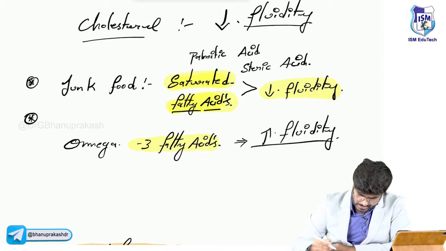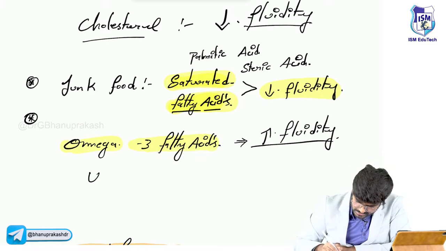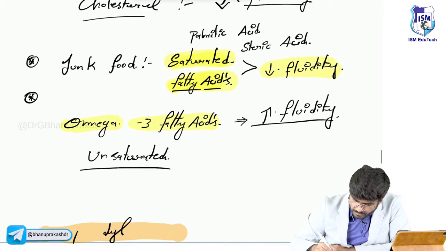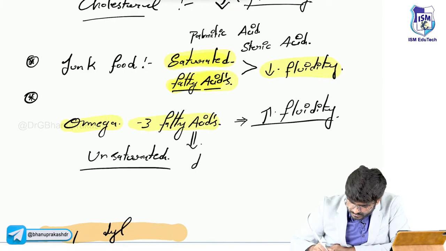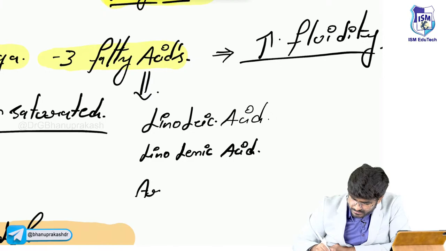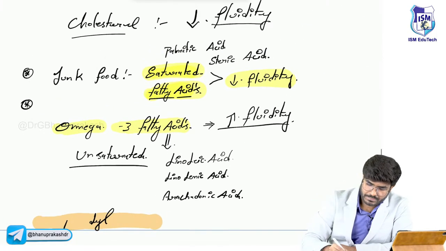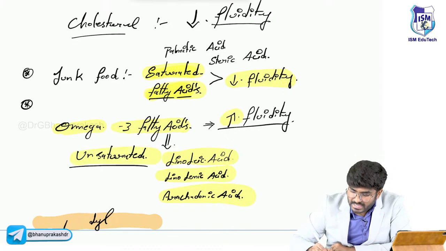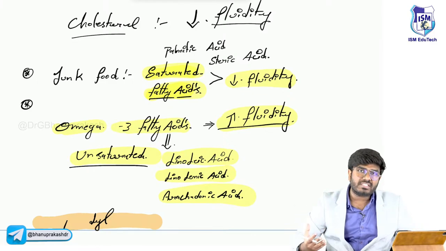The unsaturated fatty acids, like omega-3 fatty acids, are unsaturated. Examples of unsaturated fatty acids are linoleic acid, linolenic acid, and arachidonic acid. These are all unsaturated fatty acids. They are good for health, and they increase the fluidity of the cell membrane.